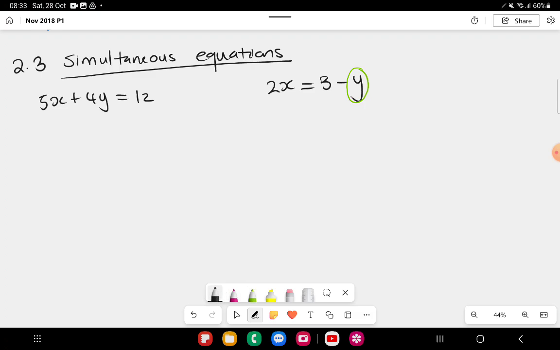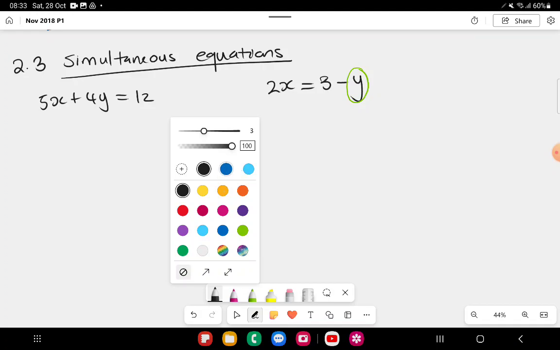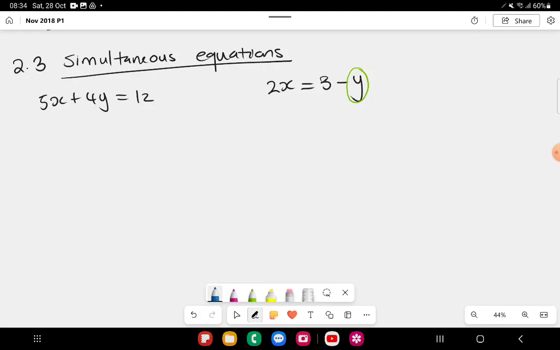So what I can do is I am going to isolate it by saying, okay, let's name this equation A. This one is going to be equation B. Now I'm going to take 3 over. So I'm going to say 2x minus 3 is equal to negative y. Then I am going to divide everything by minus 1. So I'm going to say y is equal to negative 2x plus 3. And I'm going to label this one equation C.